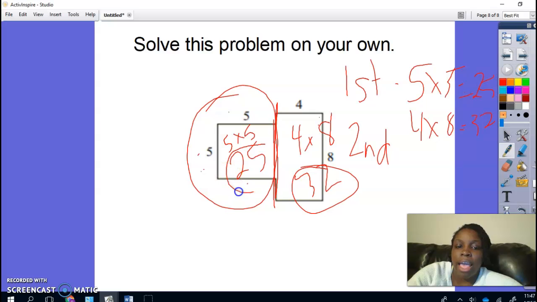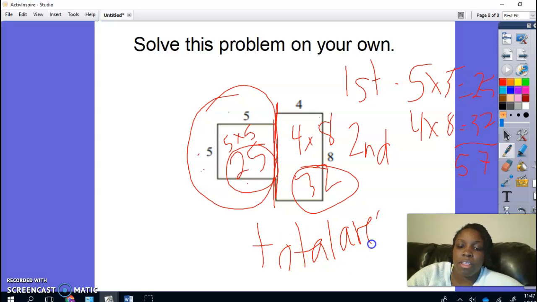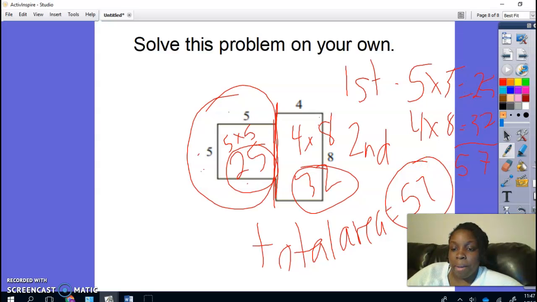So now what I need to do is add up both of those. When I add them up, 5 plus 2 is 7, 3 plus 2 is 5. So my total area is 57. So that is it. That's how you find the area of rectilinear figures. So that is it for today, and that is your lesson.